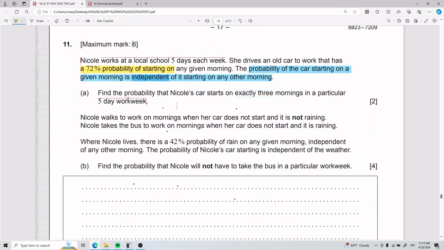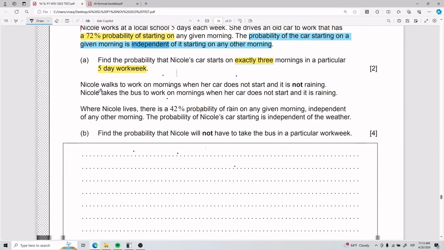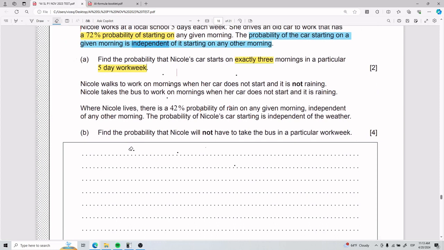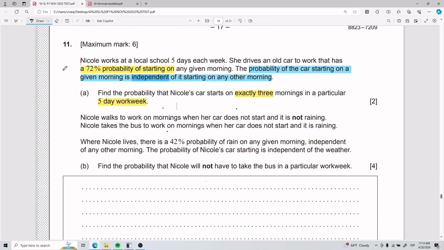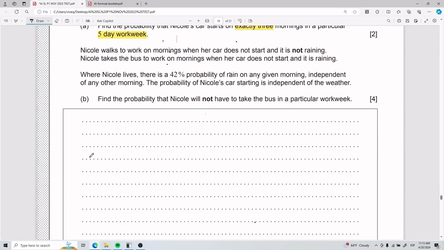So for part A, we need to find the probability that Nicole's car starts on exactly 3, so this is important information, in a particular 5-day work week. And so from here, I can just jump and show you what to do on the calculator right away, but I think it's important that we talk a little bit about your approach, how you think about the problem. So some of you are probably thinking, okay, there's a 72% probability of it starting.